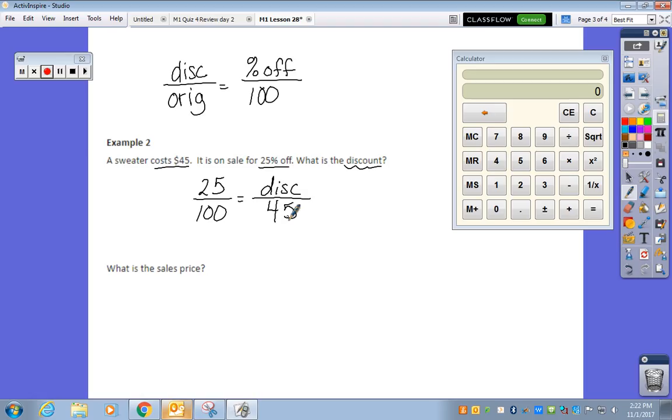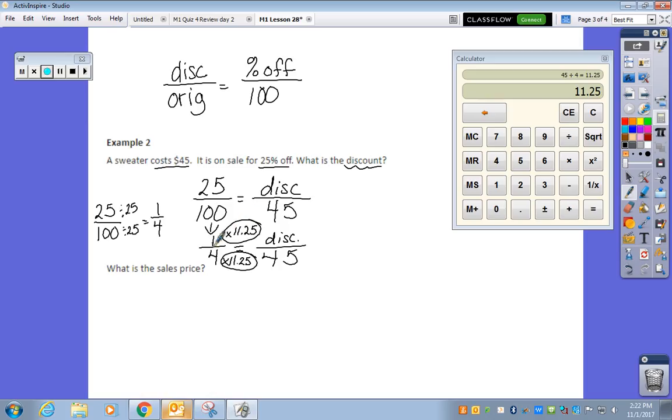Okay, I would then simplify this fraction. So I would say 25 and 100 can both be divided by 25, which would give me 1/4. So I'm just going to rewrite this as 1/4, equaling my discount over 45. So I'm going to do, in my calculator, 45 divided by 4, which tells me it's 11.25. Now I'm all the way in simplest form, and money does deal with decimals, so it's okay to have decimals for dollar amounts in these problems.